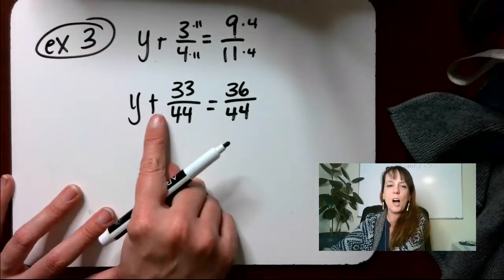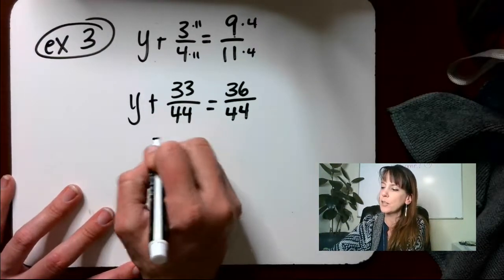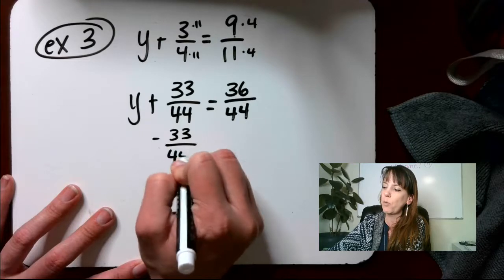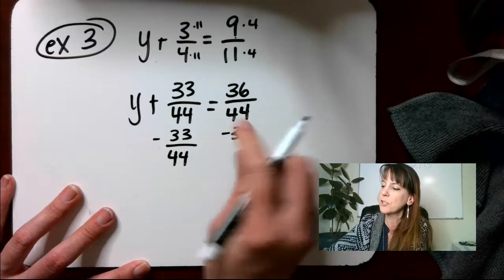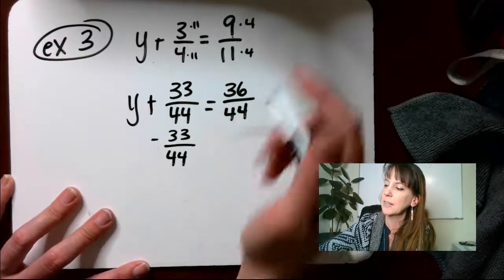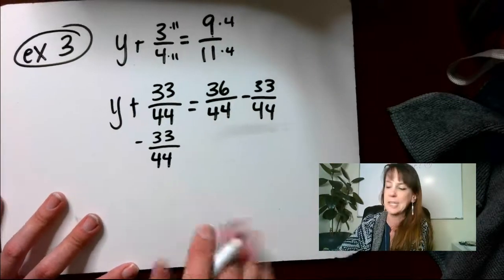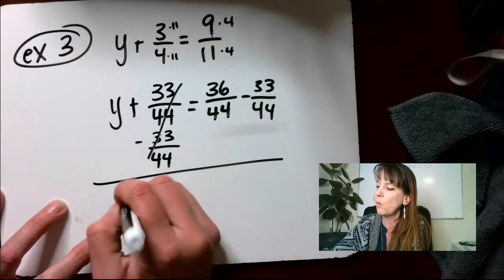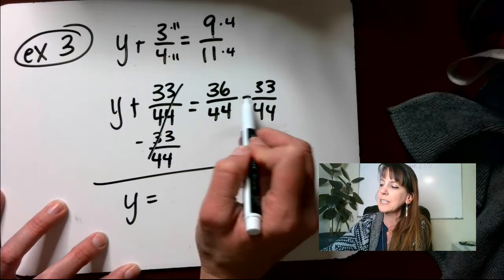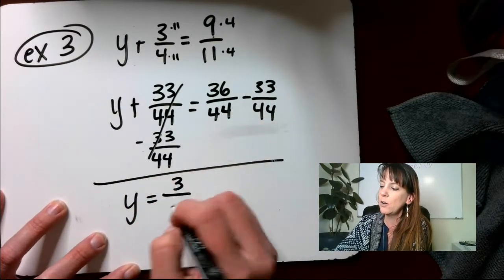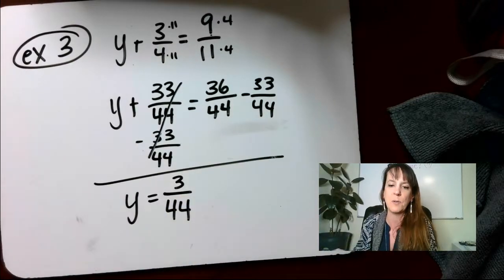All right, guys, the opposite of addition is subtraction. So we're going to minus 33 over 44. Actually, when I'm doing fractions, I personally like to write it over here, minus 33 over 44, because you can see it a little bit easier. Cancel these guys out. We have y equals 36 minus 33, which gives us 3 over 44. So that's how we do it.